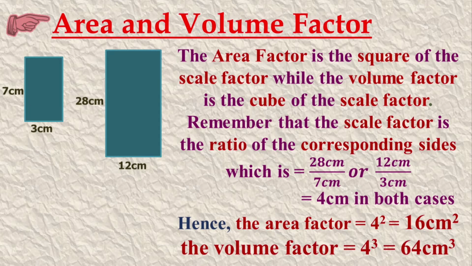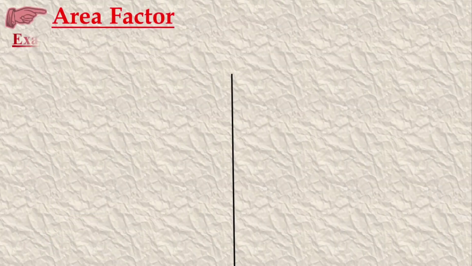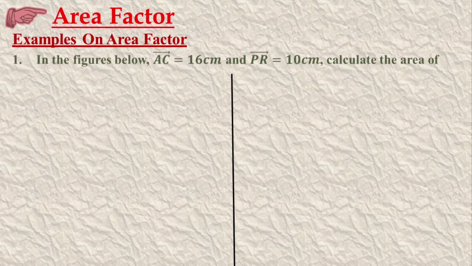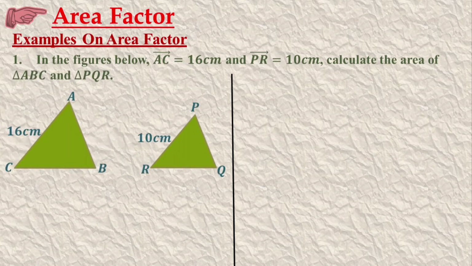Here is an example on area factor. In the figure below, AC is equal to 16 cm and PR is equal to 10 cm. Calculate the area of triangle ABC and triangle PQR. Now, here is the solution.